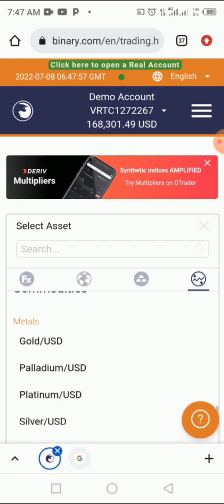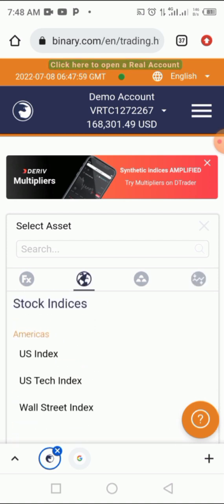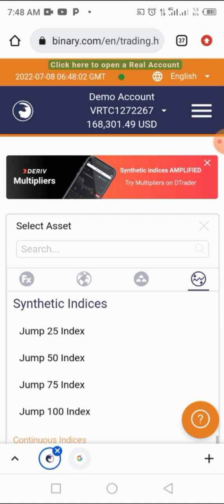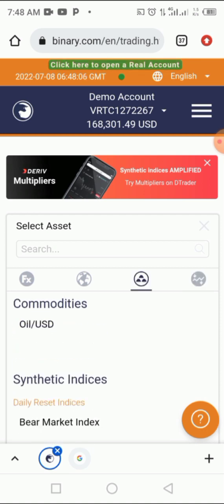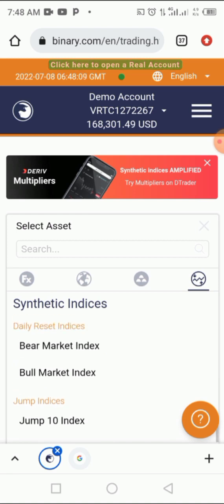You can trade all the assets that are there. What you're just looking for is trending markets, because you make money on trends. Don't try to force the trend.